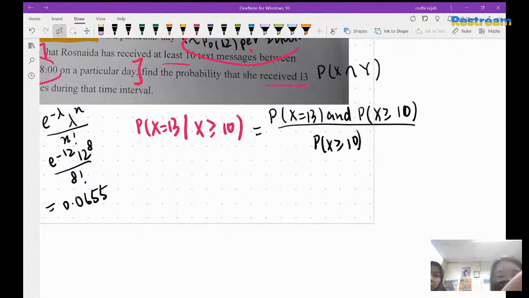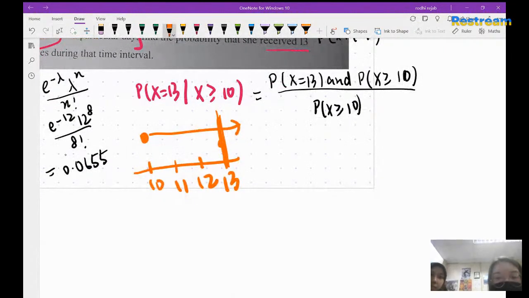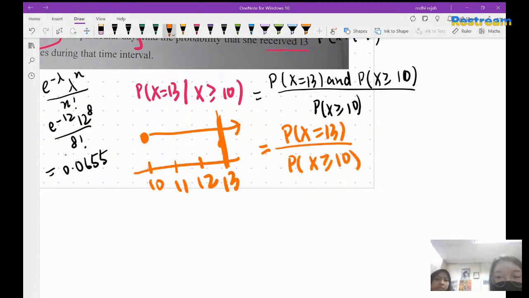Then kami sini boleh draw satu number line dulu. 10, 11, 12, 13. Okay. So sekarang dia cakap P(X = 13) is this part lah. And then X greater than or equal to 10 is this. So dia punya intersect part adalah sini saja kan? Okay. So sini adalah P(X = 13). Okay. And P(X greater than or equal to 10).